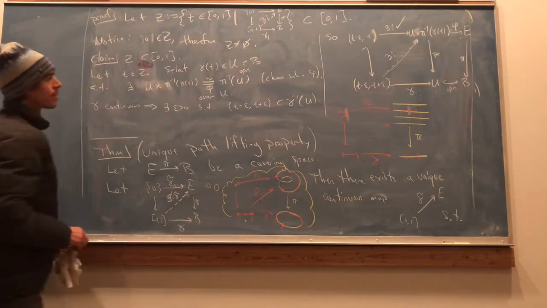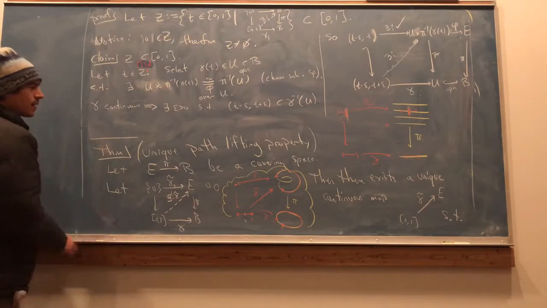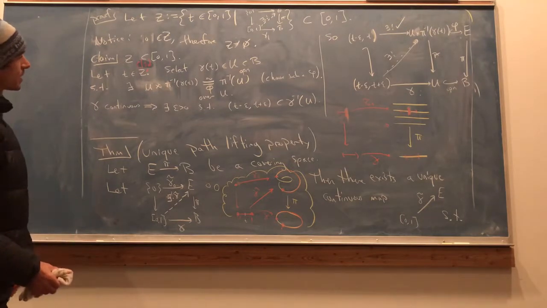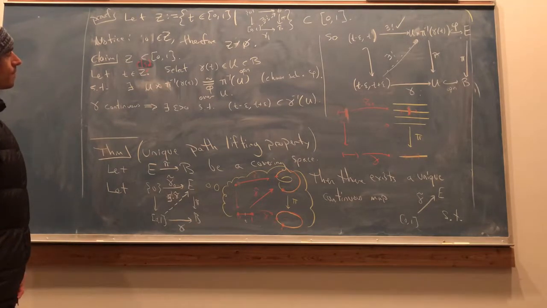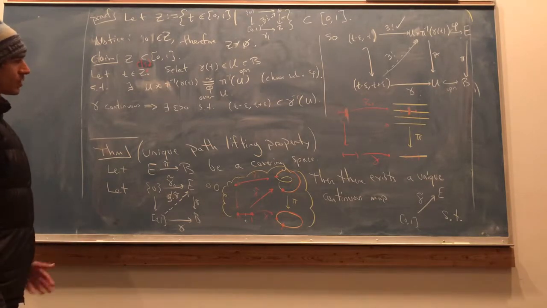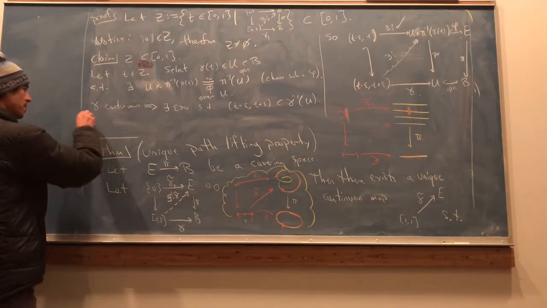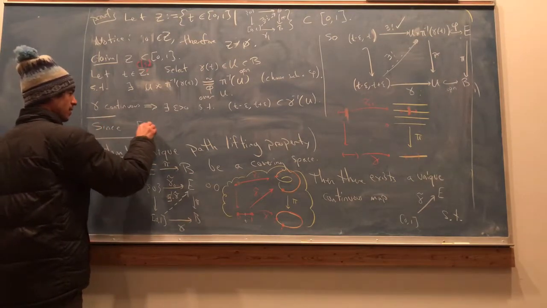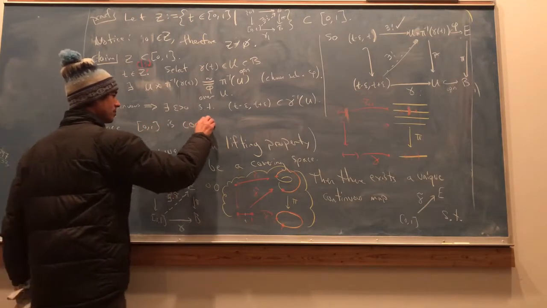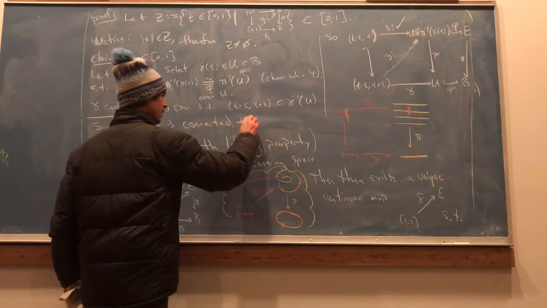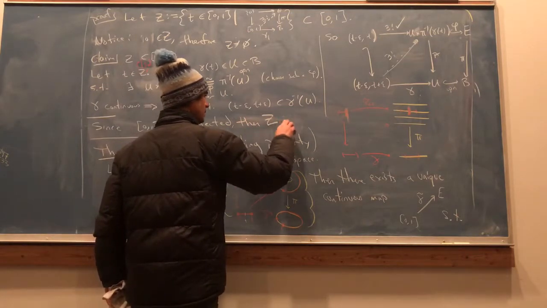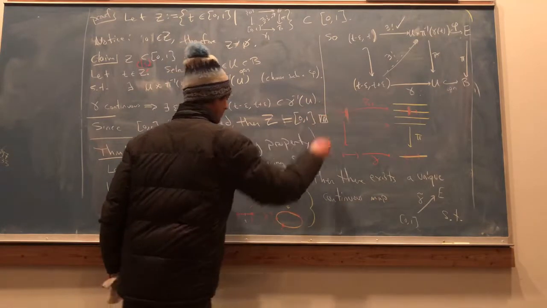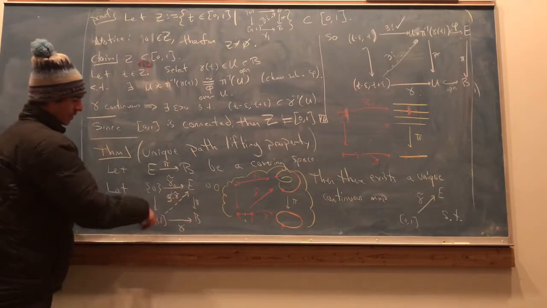It's non-empty. That means it's a non-empty union of connected components of the closed interval. But the closed interval is connected. So finally, since the interval is connected, then Z is entire. And that's what we wanted to show, that there exists this lift on the entire thing.